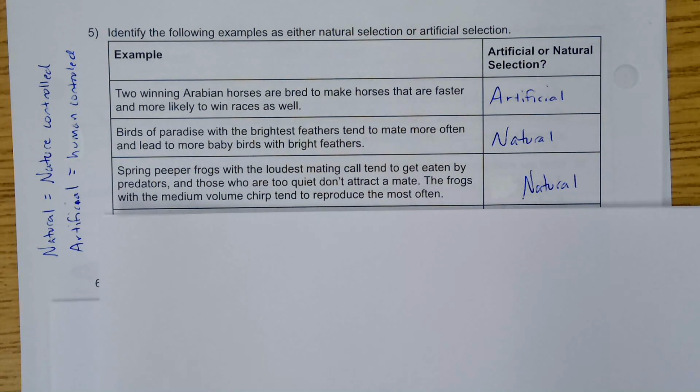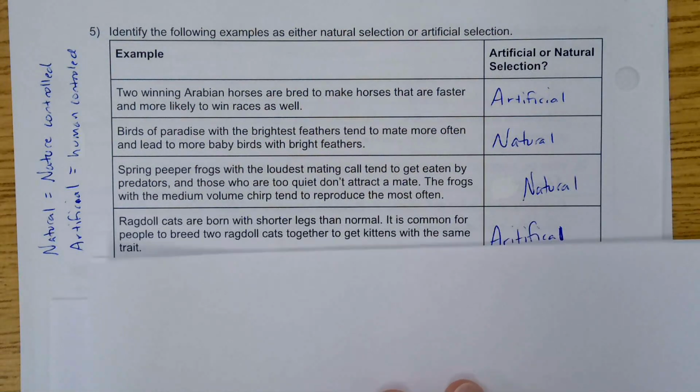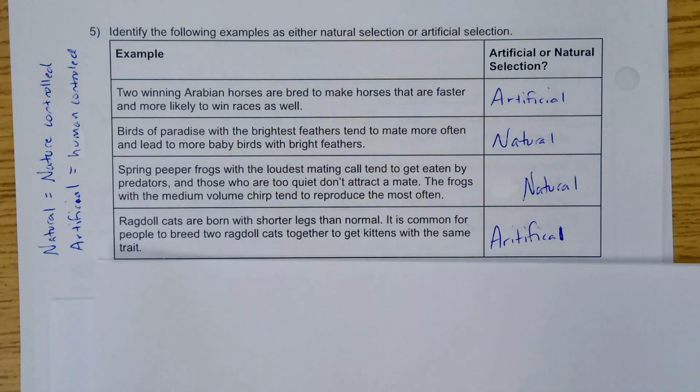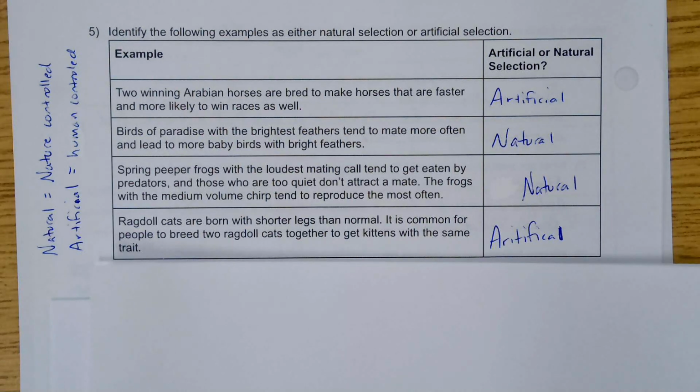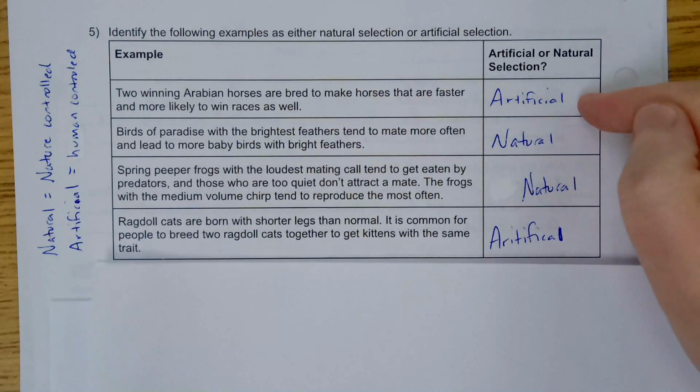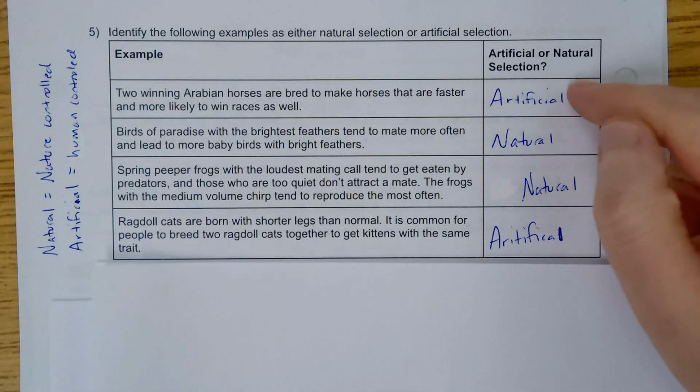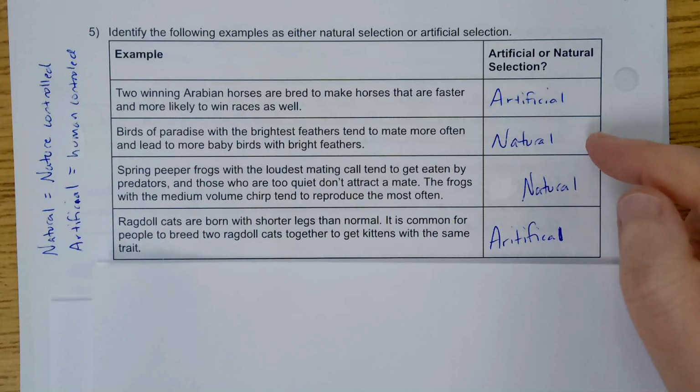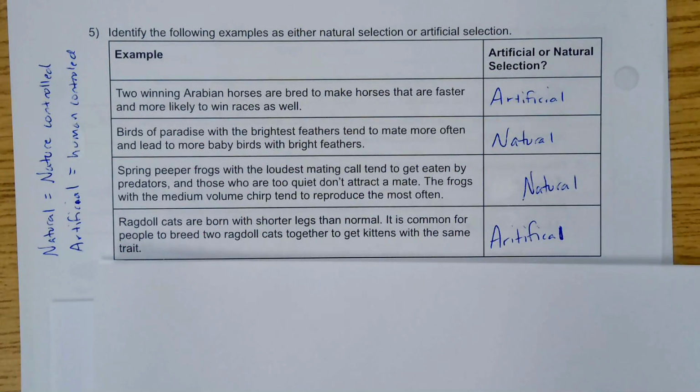That's natural selection. And then our final example is ragdoll cats, which are born with shorter legs than normal. It is common for people to breed two ragdoll cats together so they get kittens with the same trait, and then they can sell those kittens for a little bit more money. This is an example of artificial selection. It's something humans do. So just keep in mind, artificial means we're doing it. Humans are causing the change, and natural is where nature is causing the change.